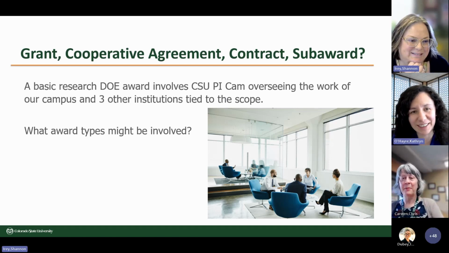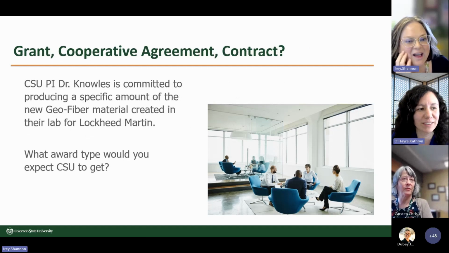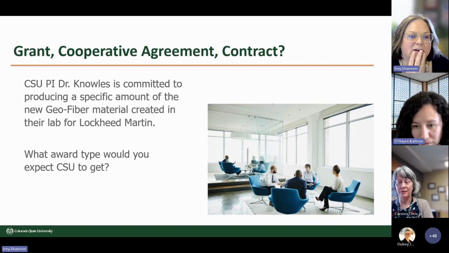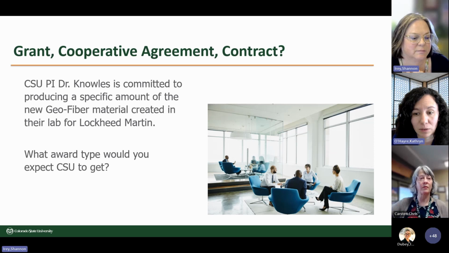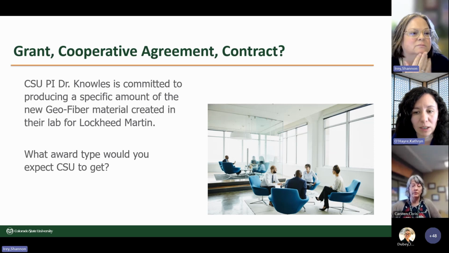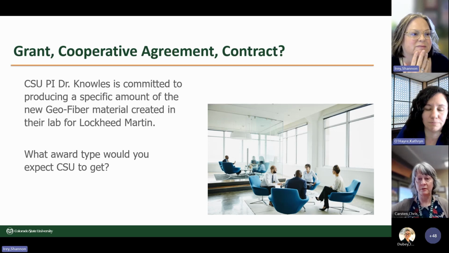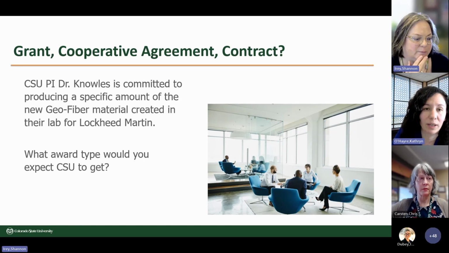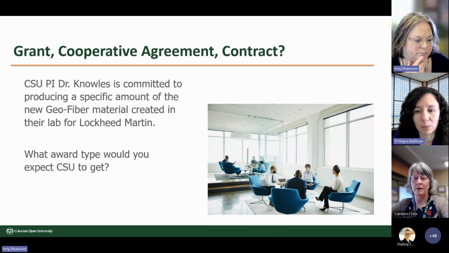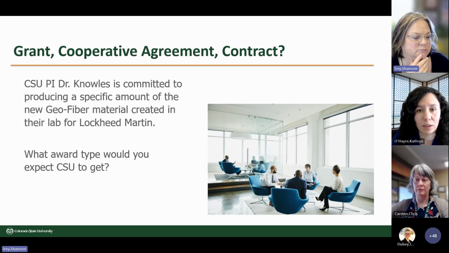Now, Shannon, next one. This is the one you do the poll for on your screen. CSU PI Dr. Knowles is committed to producing a specific amount of new geofiber material created in their lab for Lockheed Martin. What award type would you expect CSU to get? While we have this set up as a right or wrong thing, stuff could always happen and change. But typically with our relationship with Lockheed Martin and producing a specific thing here, we're going to expect it to be a contract. And 94% of people said that.